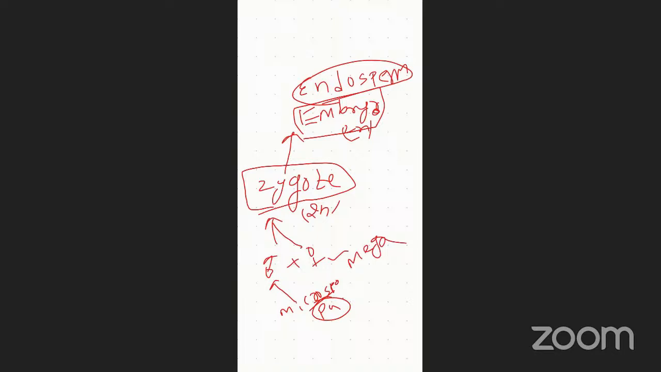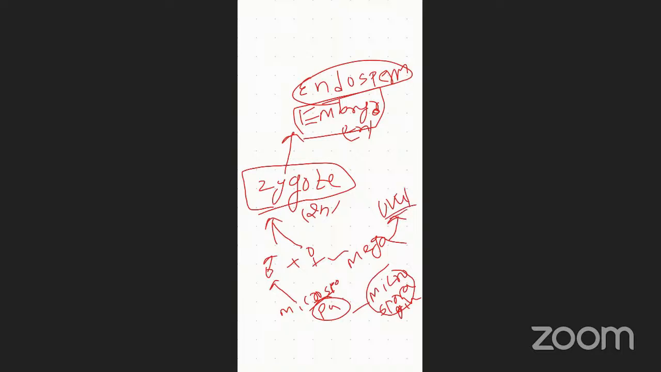Okay, done. Here the development of the microspore is inside the microsporangium, which is called anther. Microsporangium, or another name is anther. And what about megaspore? Megaspore develops inside the megasporangium, which is called ovule. Development inside the ovule, right?